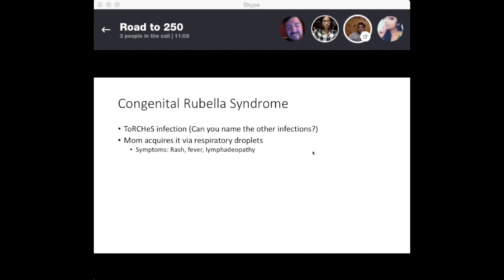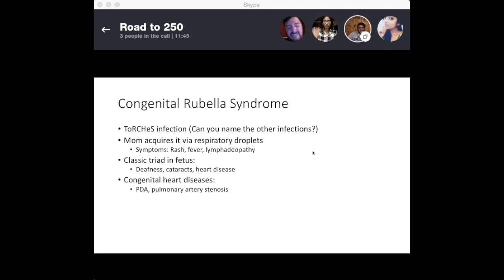and lymphadenopathy. What is the clinical triad for a fetus? What would you see in a fetus who got rubella? Blueberry muffin. Okay, yes, but I'm looking for 3 specific things. That is the classic triad for a fetus. Cataracts. Deafness. And one last one, the major topic for today, is heart disease. PDA. Correct. So congenital heart diseases include PDA and pulmonary artery stenosis.